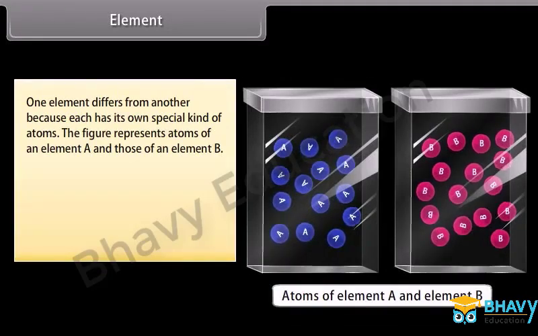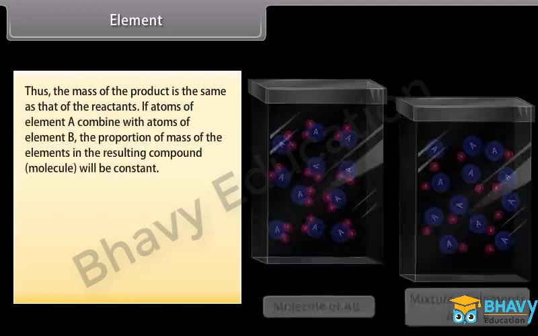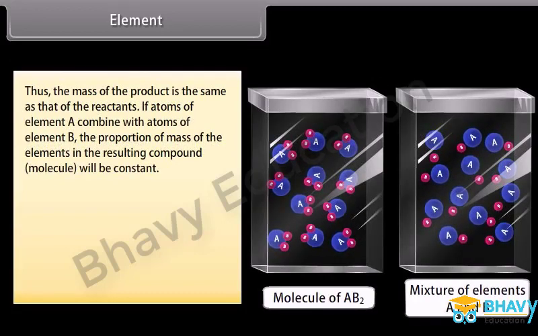One element differs from another because each has its own special kind of atoms. The figure represents atoms of an element A and those of an element B. An element cannot be broken down into simpler substance because its atoms are indivisible. When two elements combine, atoms are neither created nor destroyed. Thus, the mass of the product is the same as that of the reactants.